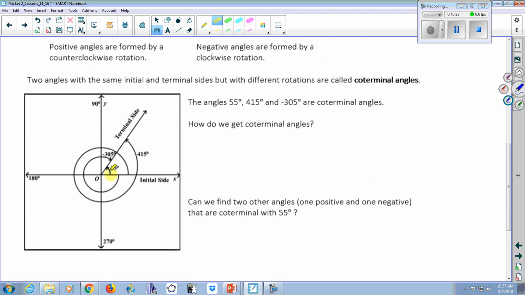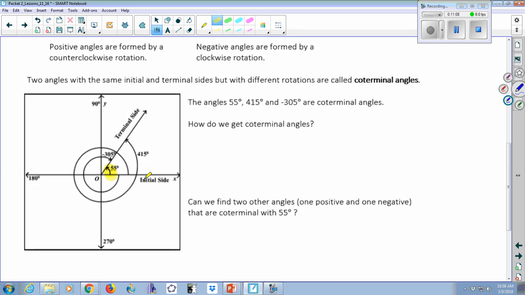So let's take a look at this first one. Here's our first rotation right here, 55 degrees. So I took this initial side and I rotated it right to here, 55 degrees. That angle is the same as starting here and going a complete rotation around. So I'm at 360 when I get to here, and then I continue another 55 degrees. 360 and 55 is 415. I end up in exactly the same spot. So 55 and 415 are called coterminal angles.